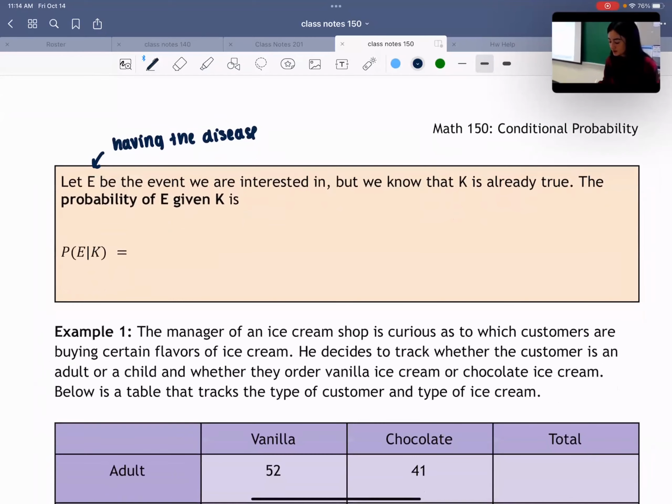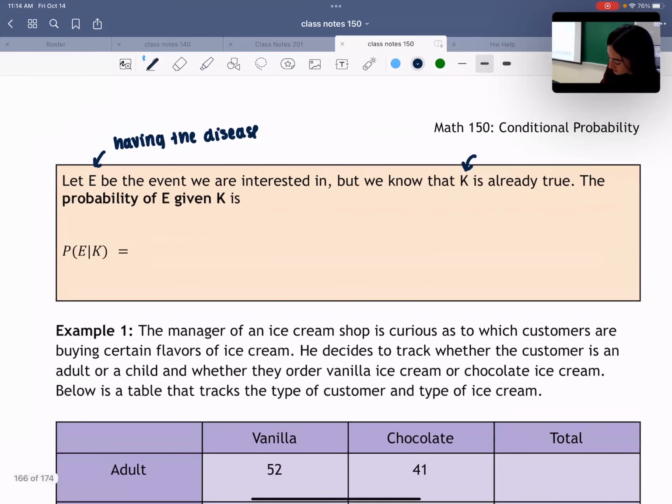Okay. But we already know that K is true. So K is something that we already know about our population. So we're kind of restricting it. In this case, K was being told that we tested positive, right? So told that they tested positive. We were asked the probability that we had the disease, given that we already knew that we were told that we tested positive, okay? If we want to find this probability, we say the probability of E or having the disease, given that we're already told. So E given K.